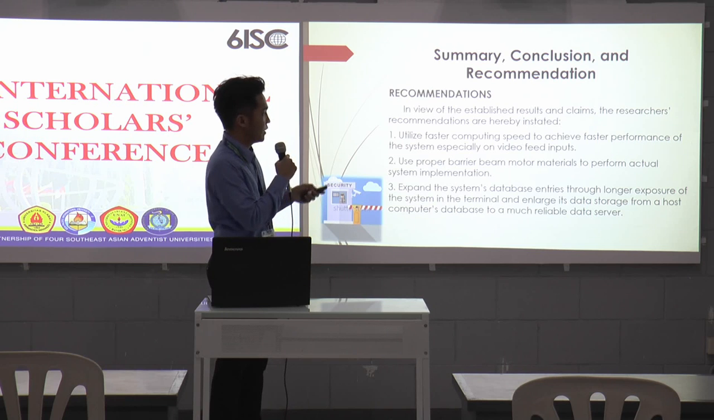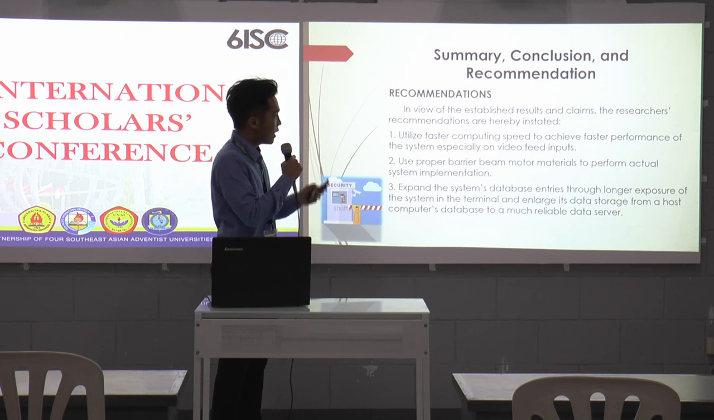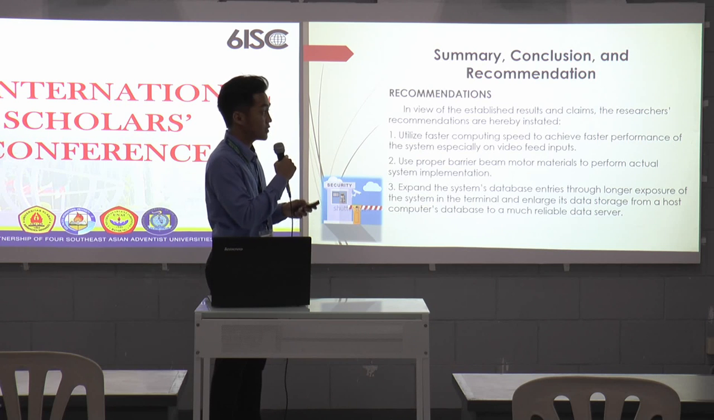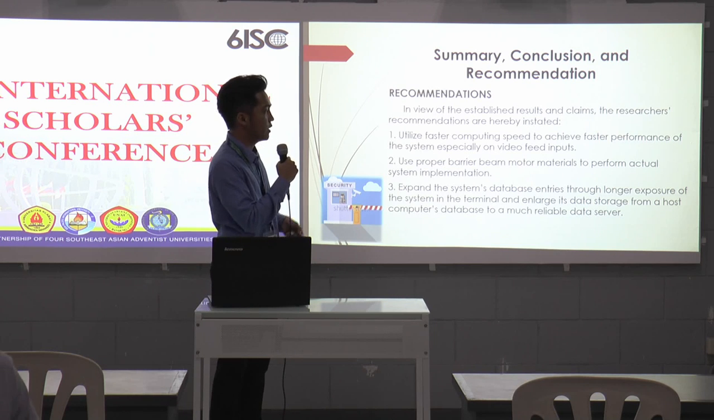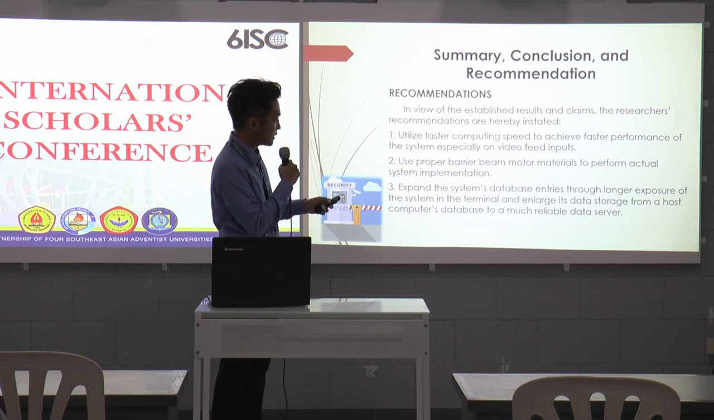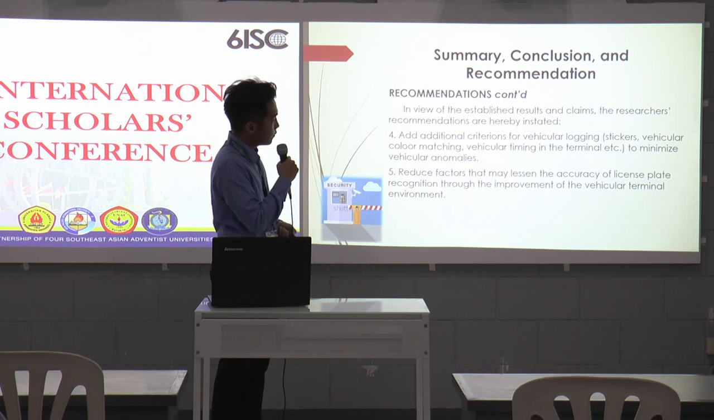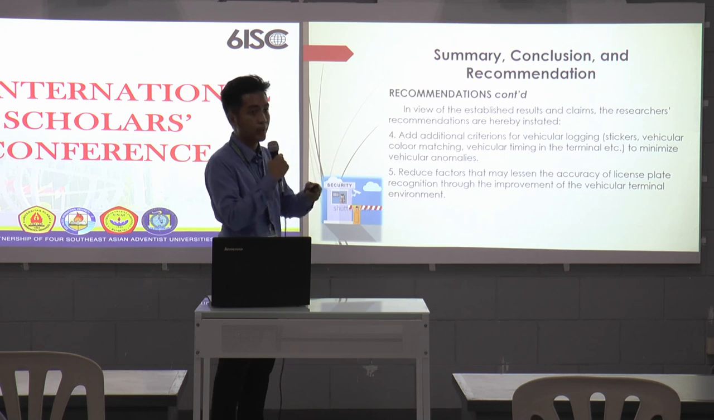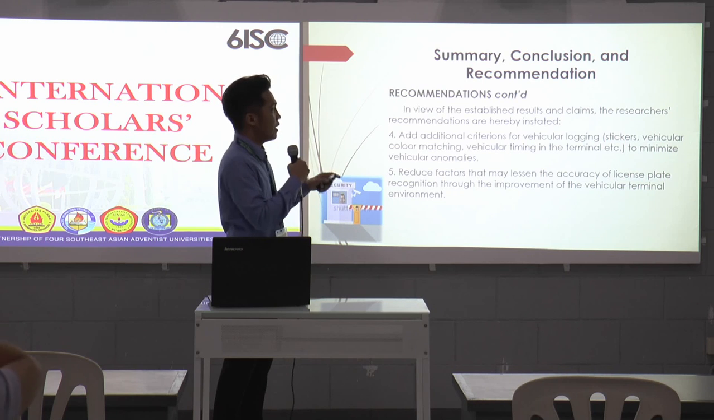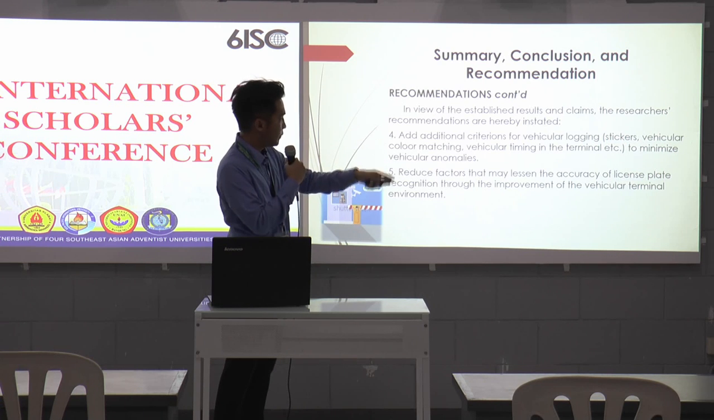Now for the recommendations, of course, first, utilize faster computing speed to achieve faster performance of the system, especially for the video feed inputs. Secondly, use a proper barrier, because we only used a prototype. Thirdly, expand the system's database entries through longer exposure of the system at the terminal, and move data storage from a host computer's database to a much more reliable data server. Fourth, add conditional criteria for vehicular logging, because we are only looking for the PIN number, so that vehicular anomalies will be minimized.